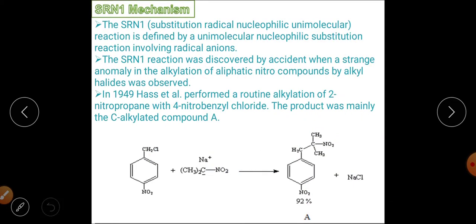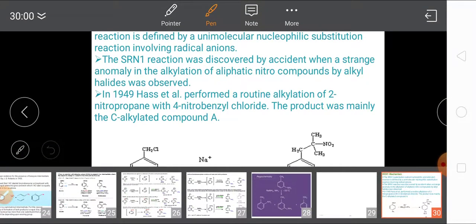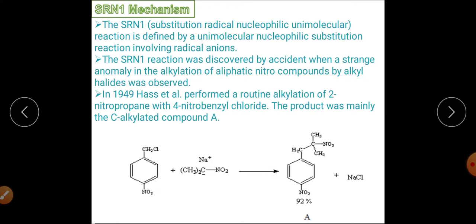Now we are coming to our next mechanism, and this mechanism is the SRN1 mechanism. It is simply called the substitution radical nucleophilic unimolecular mechanism. When we talk about this mechanism, actually the possibility of this kind of mechanism is also less, and this mechanism was discovered accidentally, right?